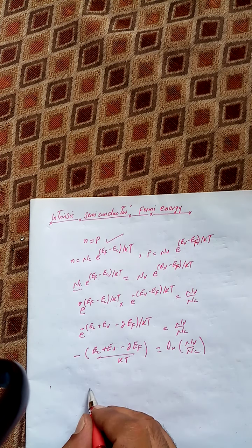Using the values of NC and NV, where NC is 2 into 2 pi me star kT over h square whole to the power 3 by 2, and NV is 2 into 2 pi mh star kT over h square whole to the power 3 by 2, in the above expression EF will be equal to EC plus EV over 2 plus 3kT over 4 ln mh star over me star, the effective mass of holes over the effective mass of electron.